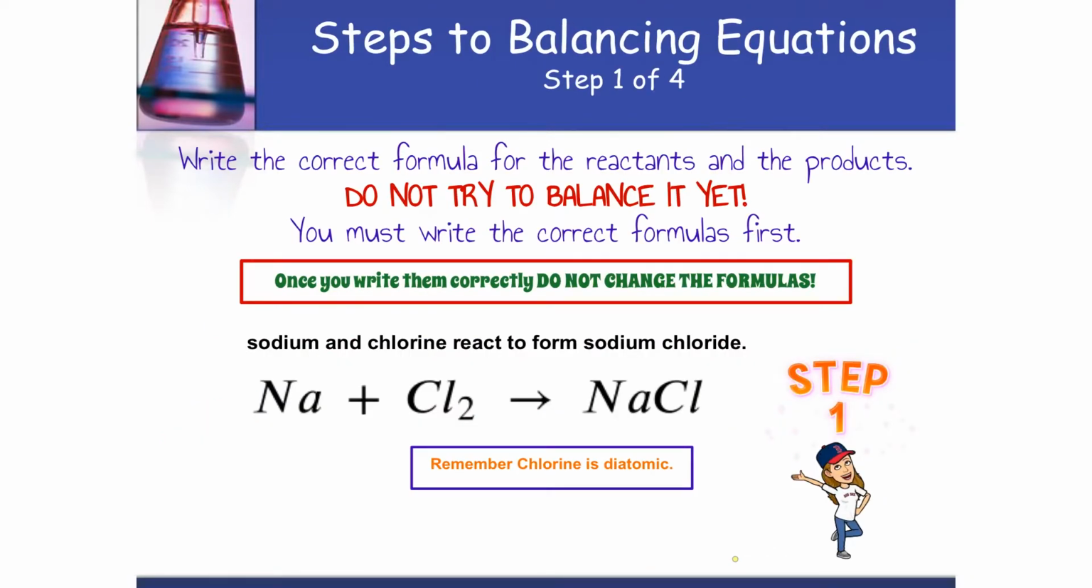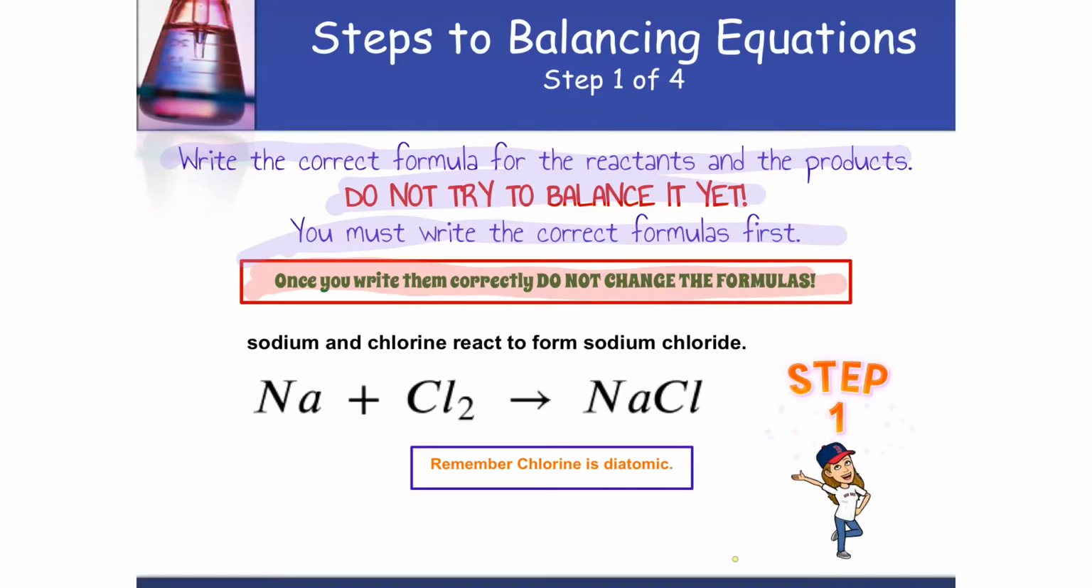Step 1 is if you are given the question in words, you must write the correct formula for the reactants and products. There will be many times, at least in our class, where you're already given the unbalanced chemical equation and you don't have to write it from words. But if you are given it in words, you need to just write the reactants and the products. But don't try to balance it yet. Write the correct formulas first. And then once you write them correctly, don't change the formulas.